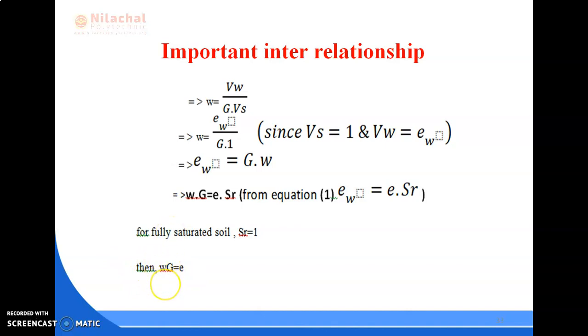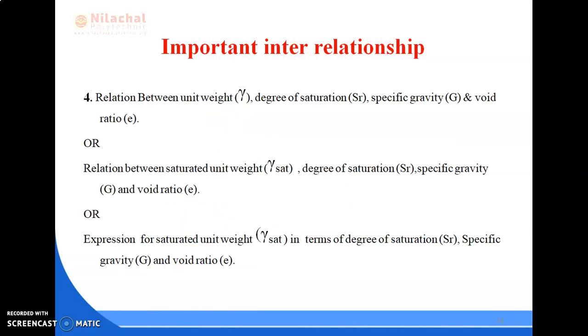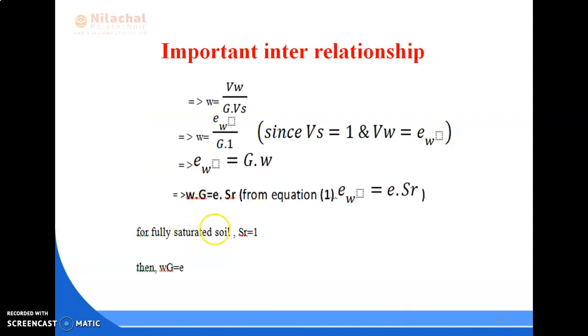The derivation is the same, only we have to change it. For fully saturated soil SR equal to 1, so that WG equal to E. So box it, this is also an important relationship.